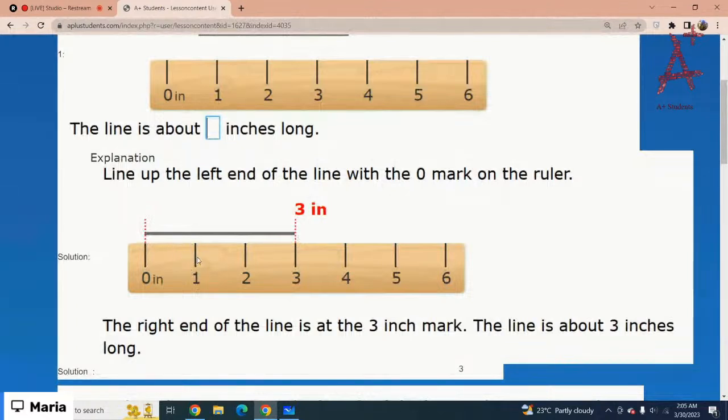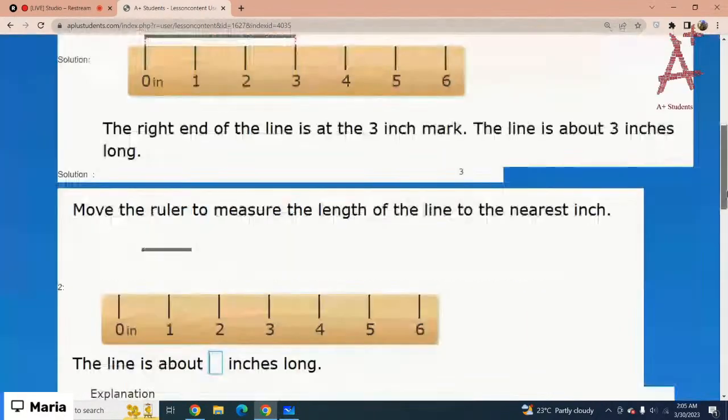So you can see the numbers on the ruler: 1, 2, 3. So the line is lined up with 3 inches. Got it? So that means the length of the line is 3 inches. Got it? If you have a ruler, go find a ruler, place the ruler with a line and find the length. Got it?